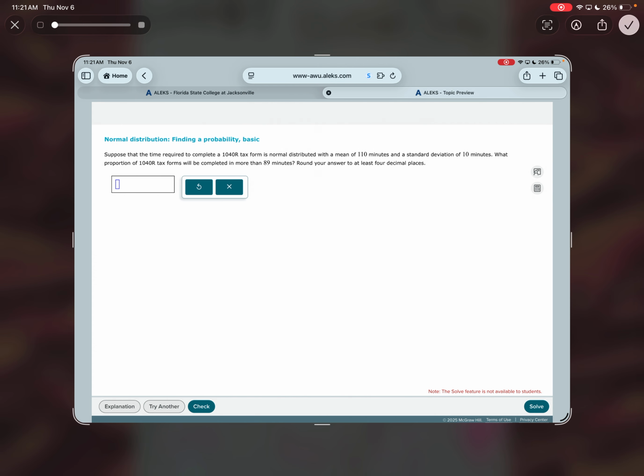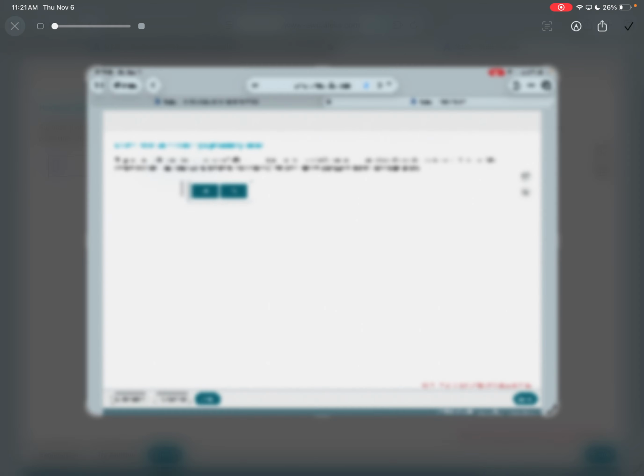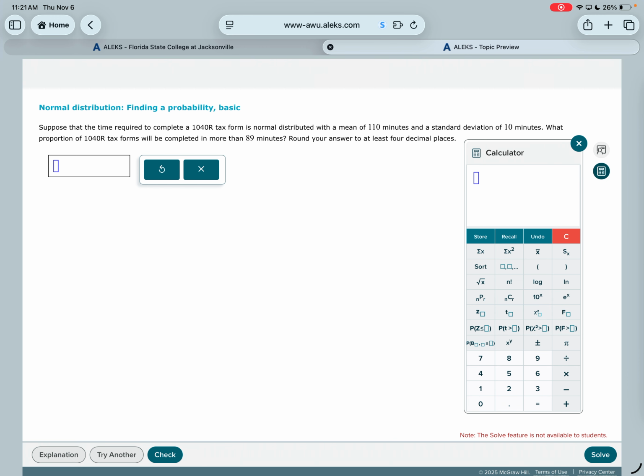So, again, we'll walk through it on the calculator first. So suppose that the time required to complete a 1040R tax form is normally distributed with a mean of 110 and a standard deviation of 10. What proportion is completed in more than 89 minutes? All right, so 89 is my x.